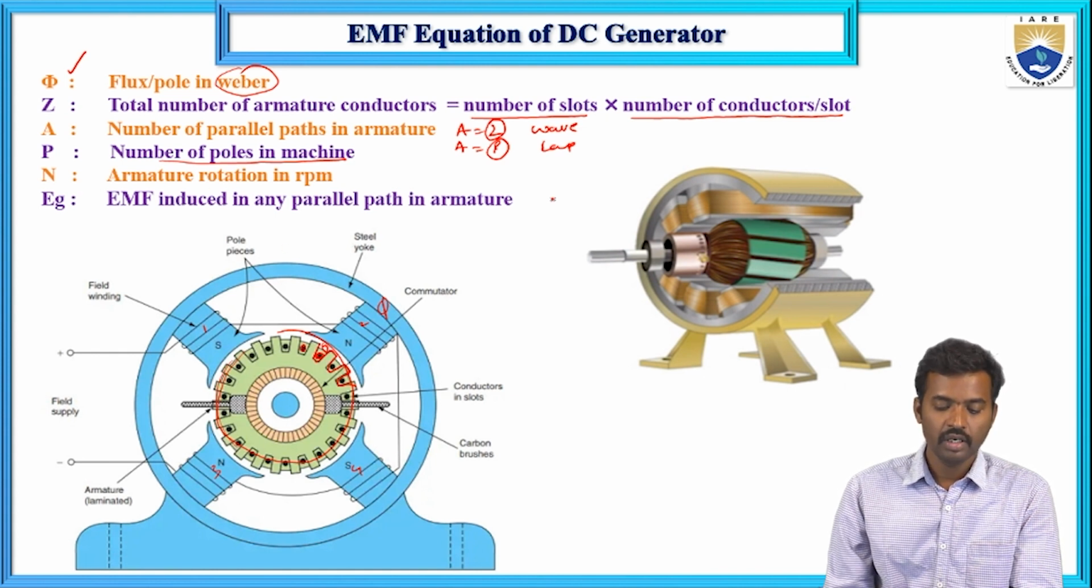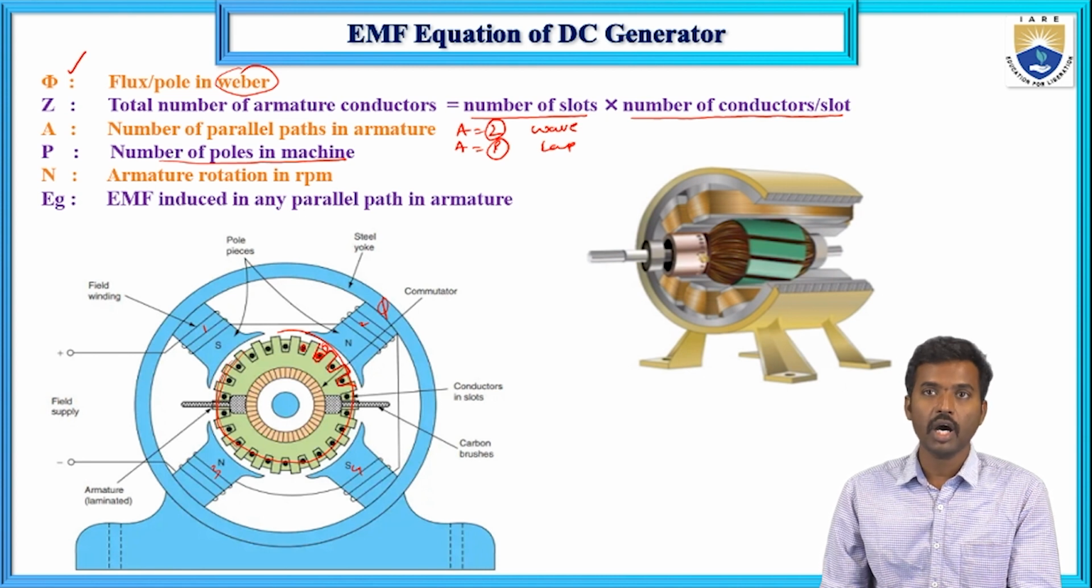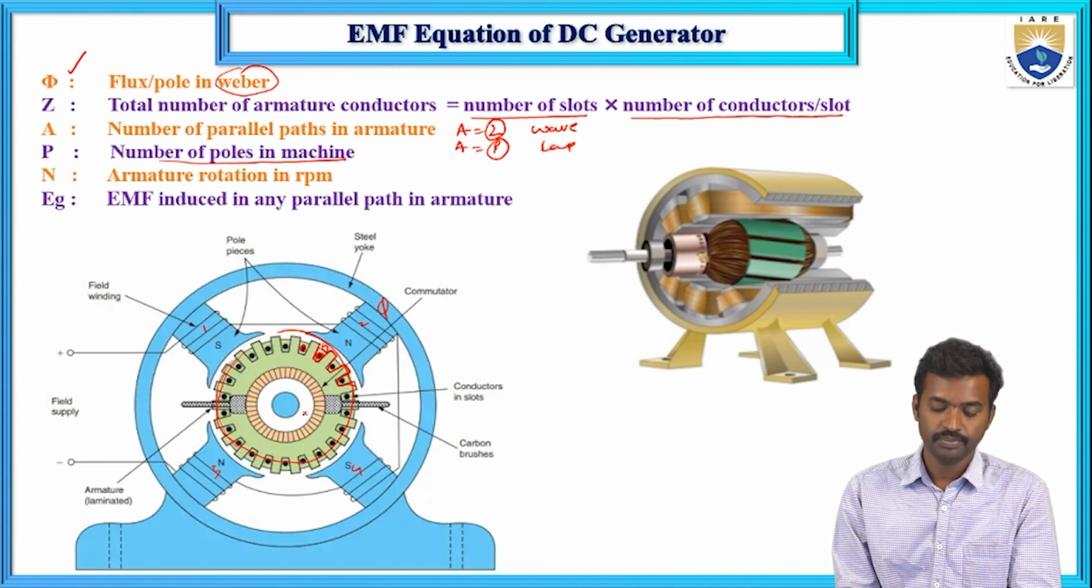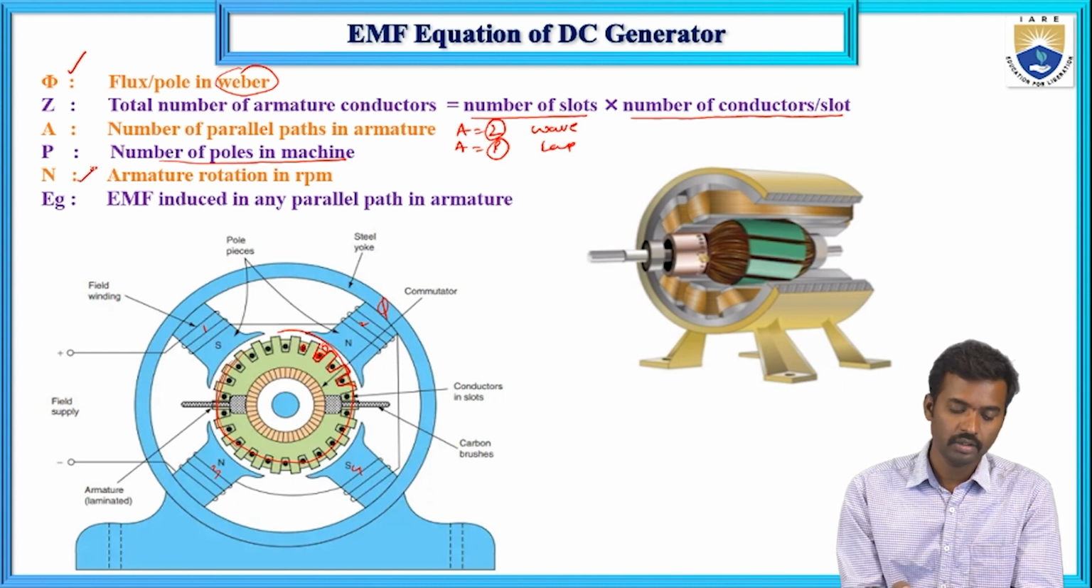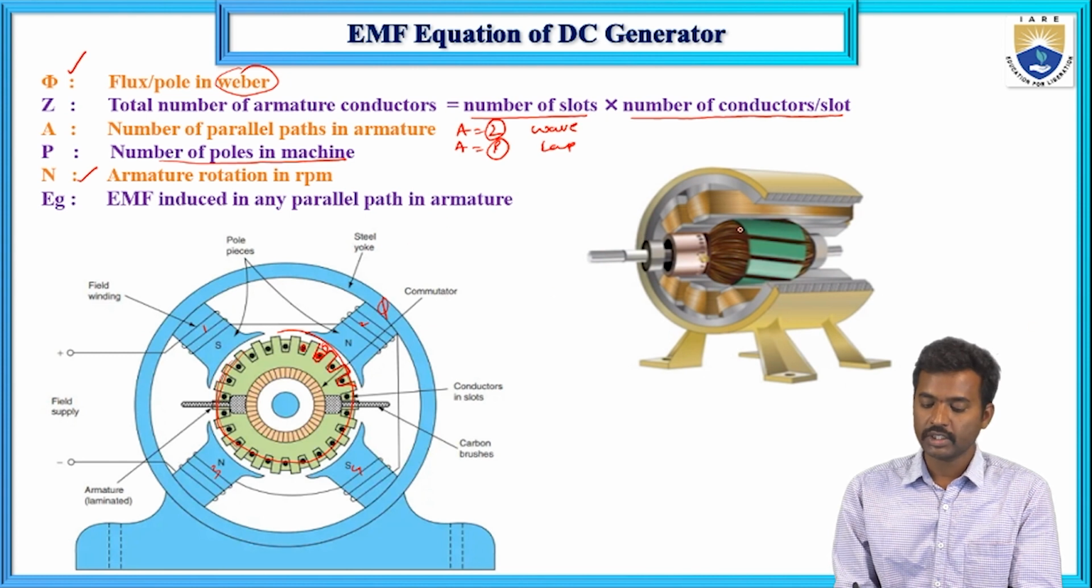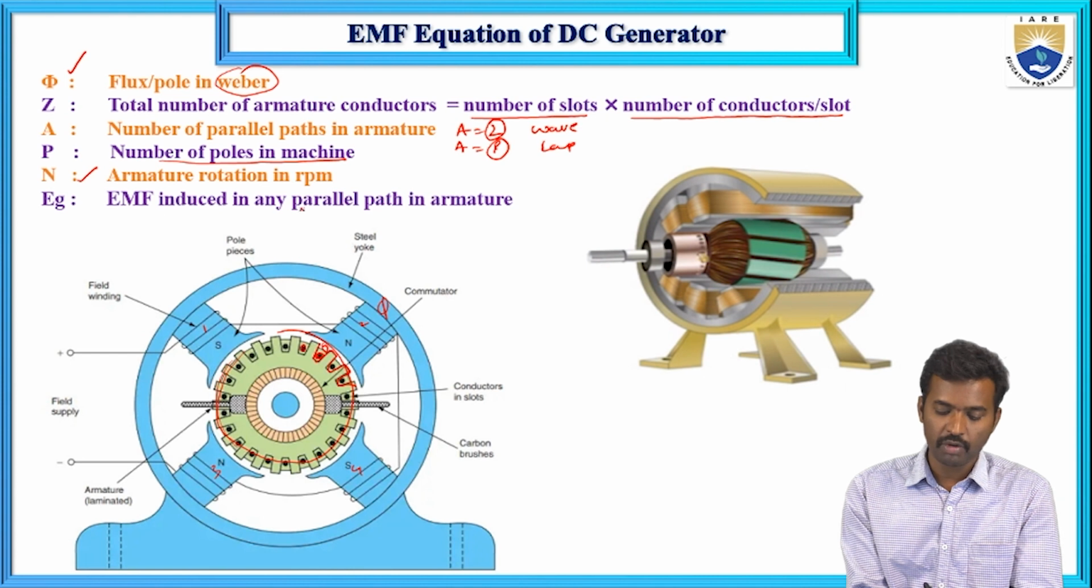And here N is the armature rotation in RPM. The rotating conductor is placed in a stationary magnetic field, and induced EMF will be developed in the armature core. The armature rotates, and that speed in RPM is N. And EG is the induced EMF, developed in the armature conductor according to Faraday's law as a dynamically induced EMF, induced in any of the parallel paths in the armature.